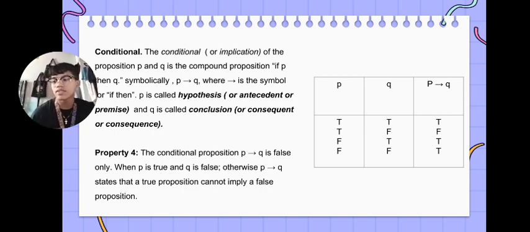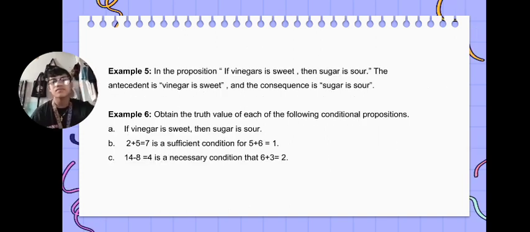It is the same as the one earlier, the conjunction. The difference is that if P is false and Q is false, then if P then Q is true. Their difference is just that. Example 5. In the proposition, if vinegar is sweet, then sugar is sour, the antecedent is vinegar is sweet, and the consequence is sugar is sour.